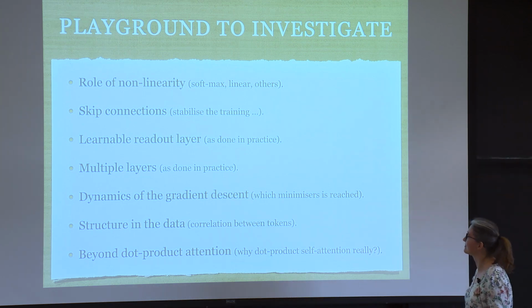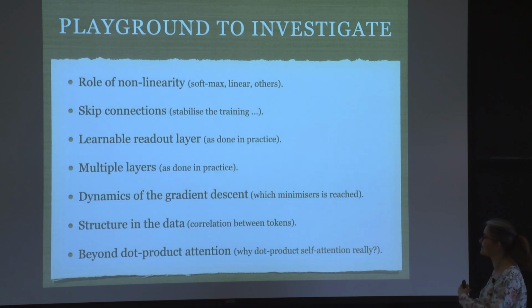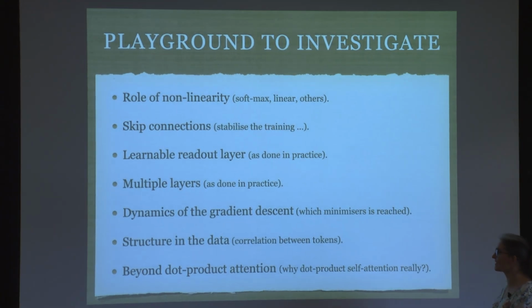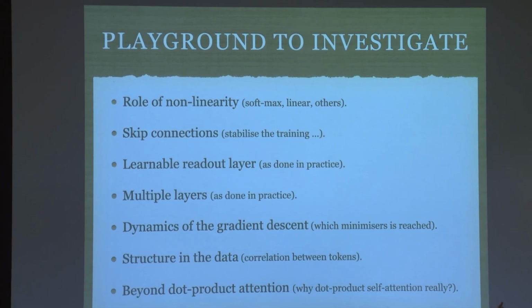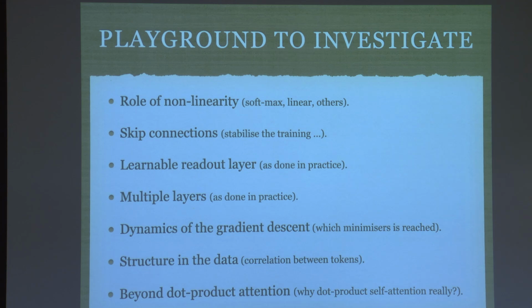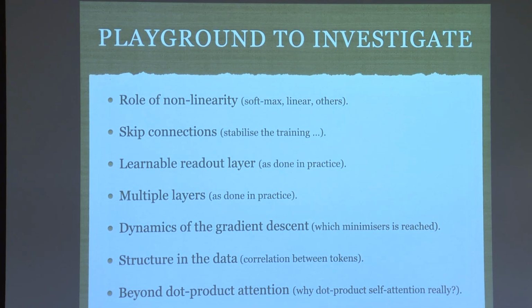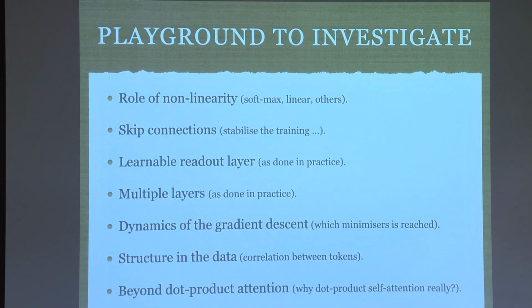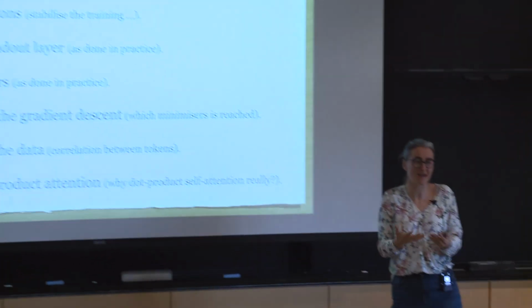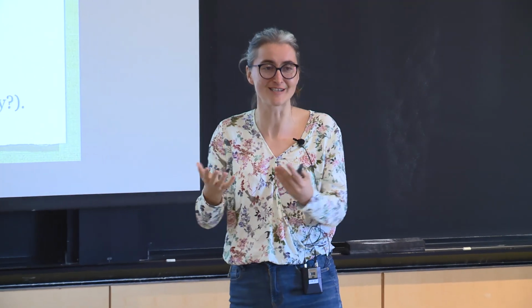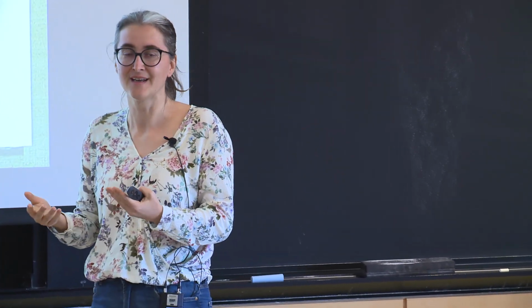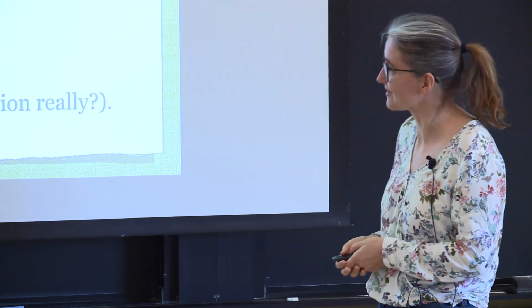That's quite interesting. We can look at the dynamics of the gradient descent, the role of the structure of data. That's also something that the theory is kind of flexible and can take into account. And hopefully maybe start thinking about what is there beyond dot product attention and why really dot product attention? I read the reasons people give, but I'm not really happy or convinced. So I cannot say that I understand.